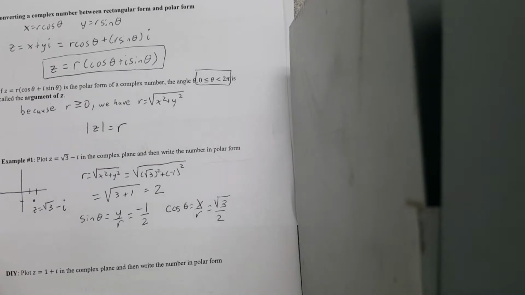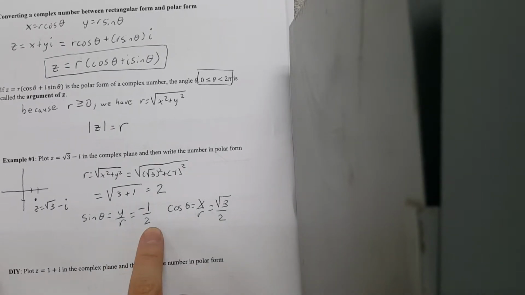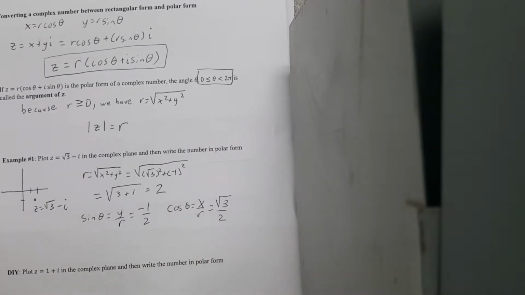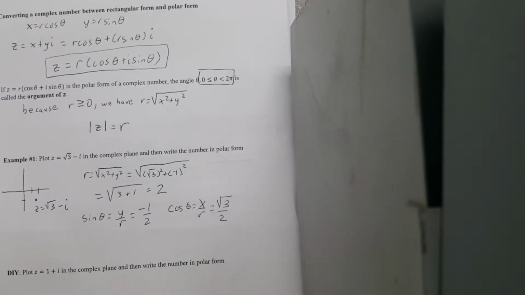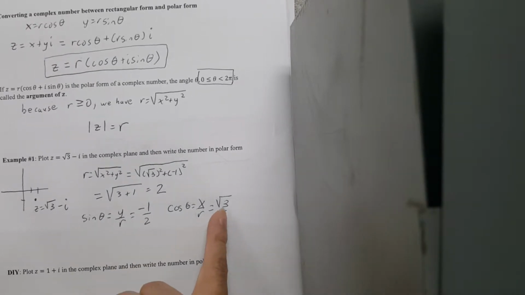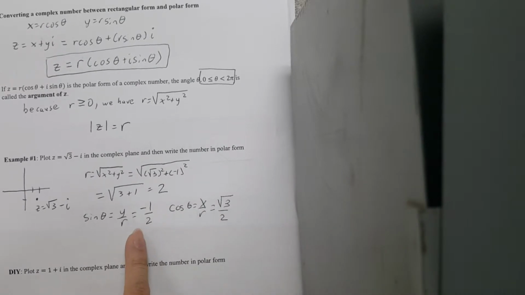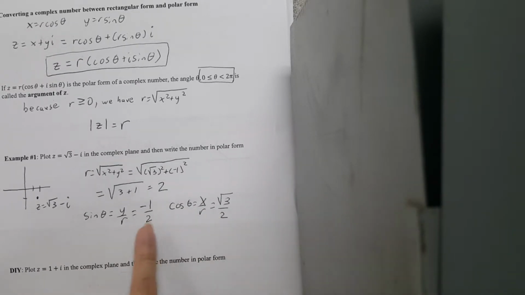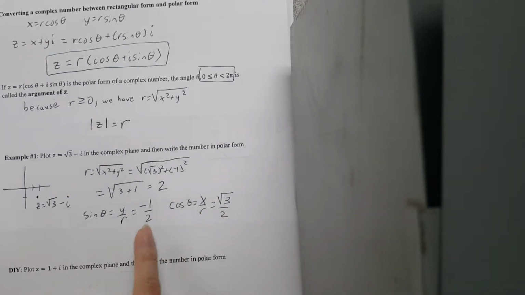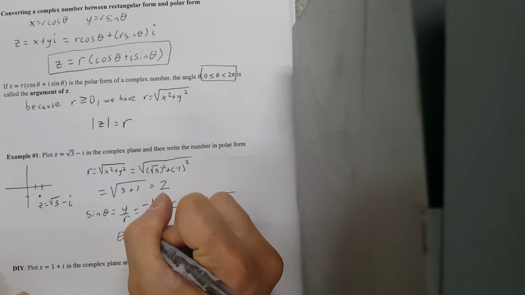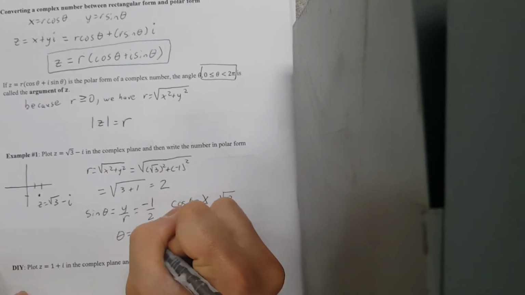So now you ask yourself, what angle has a sine of negative 1/2 and cosine of root 3 over 2? Well, I know my sine 1/2 is a 30-degree angle, but if my cosine is going to be positive and my sine is going to be negative, then I'm in quadrant 4. The quadrant 4 30-degree angle is 11 pi over 6.